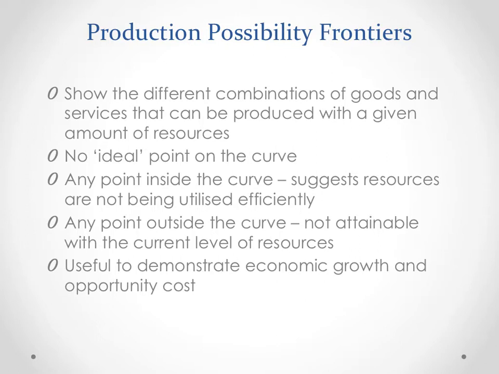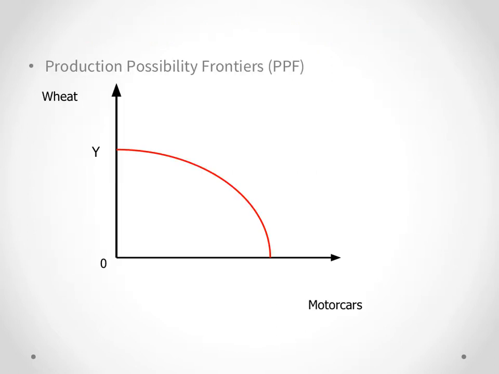Any point outside the curve is not attainable with the current level of resources, as a point outside the curve would represent more than 100% of your resources, which is unrealistic and impossible. And the PPF is useful to demonstrate economic growth and opportunity cost, as we'll demonstrate later. If all factors of production are devoted to growing and harvesting wheat at point Y, then quantity Y of wheat will be produced and no motor cars.